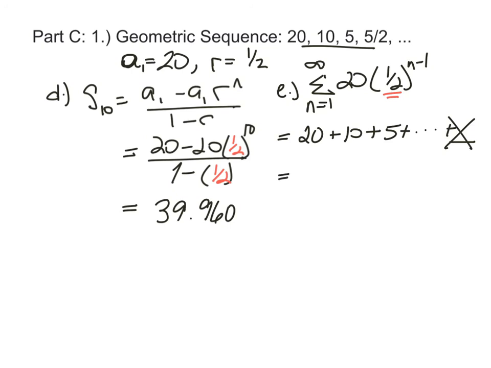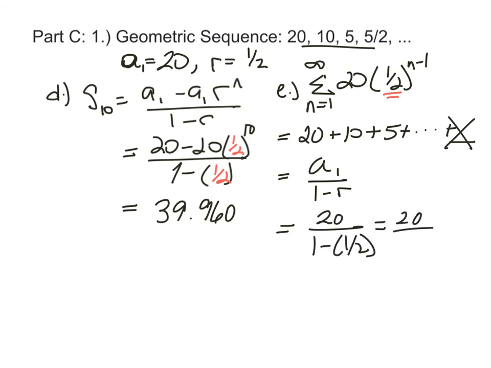We know that the common ratio is less than 1, so we can use our infinite geometric formula, which is a1 over 1 minus r. So quickly grab the first term over 1 minus the common ratio, and that'll be 20 over 1 minus a half, which is a half. 20 divided by a half is the same as multiplying by 2, and there's our infinite sum of 40.